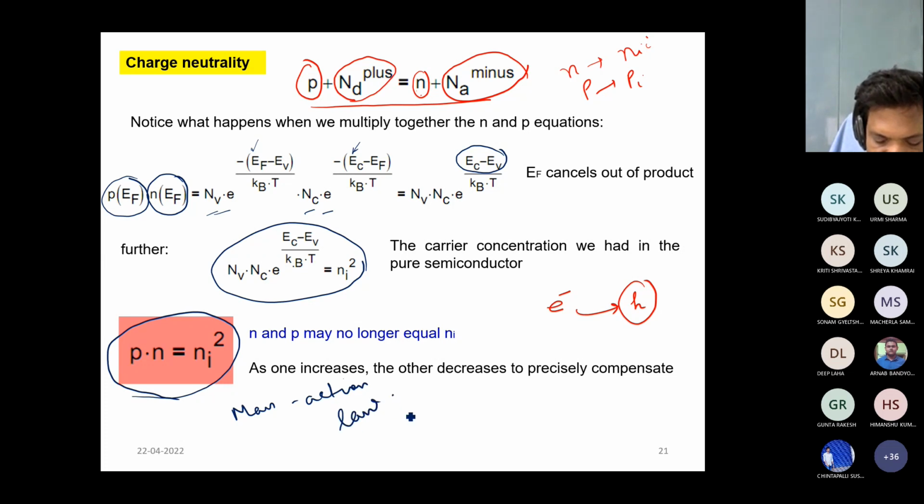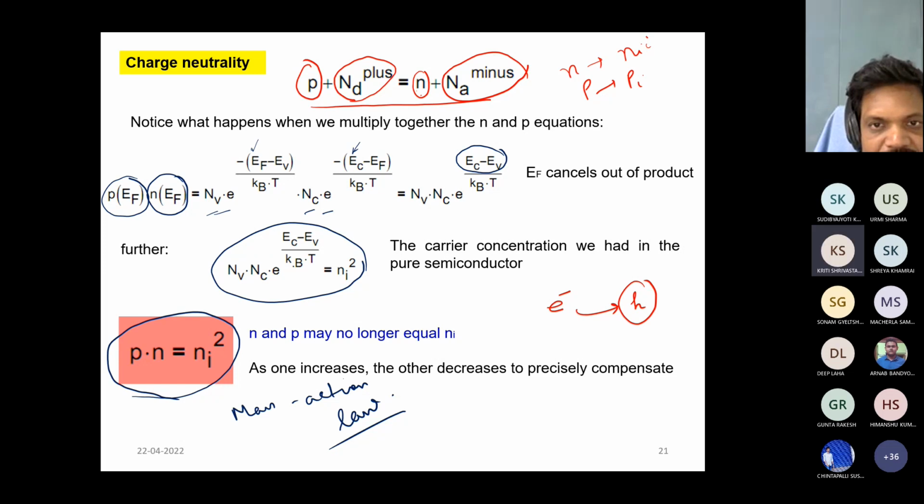Okay. What does it indicate? What is the statement? In extrinsic semiconductor, the product of the concentration of electrons and holes are the same, which is equal to the square of the concentration of intrinsic. Okay, is it clear?